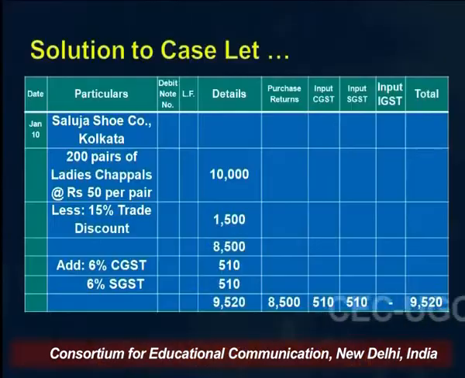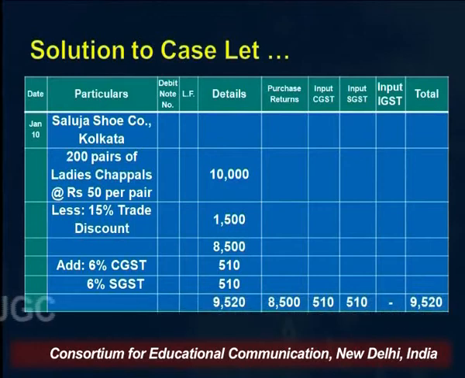So my total discount would be 1,500. That's how I will take this up to the solution to my purchase return book. So let's have a look at this slide. In the particulars, we are going to put the name of the company, Saluja Shoe Company. In the detail, we are putting the 10,000 amount, right? So further we are writing 200 pairs of ladies chappals at the rate of 50 each, right?